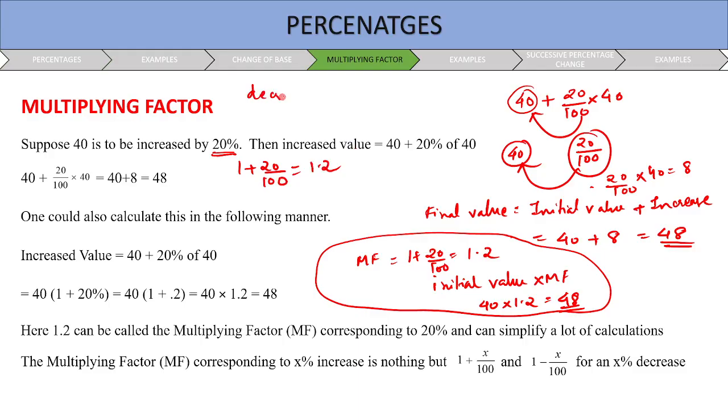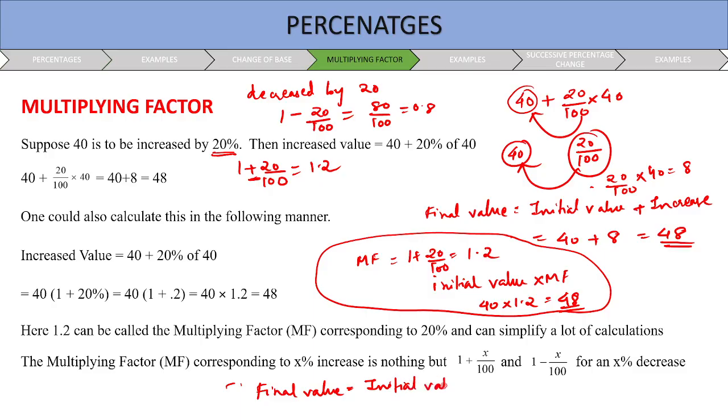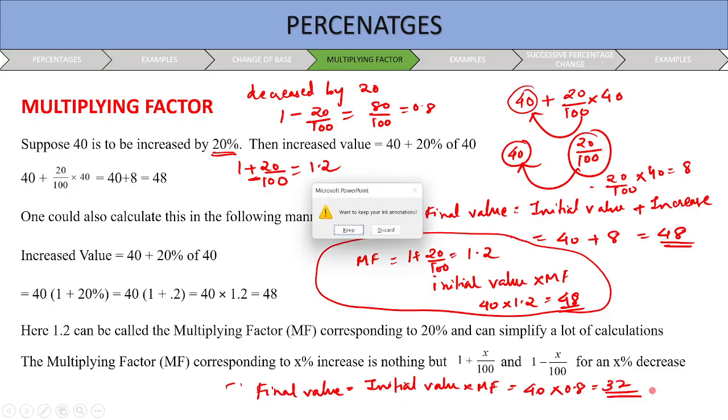Now let's say this value is decreasing by 20 percent, then how will you write it? If there is an increase, you write a plus. If there is a decrease, you will write a minus. So it is 1 minus 20 by 100, which is going to give you 80 by 100 or 0.8. So how will you get your final value? It is nothing but your initial value into the multiplying factor. The initial value was 40, the multiplying factor is 0.8, which is going to give you 32. I hope this part is also clear, guys.